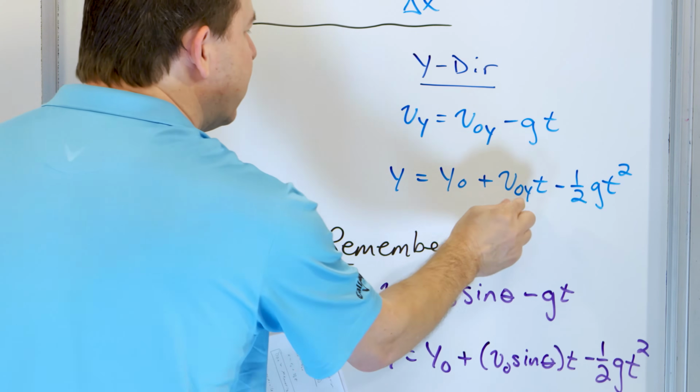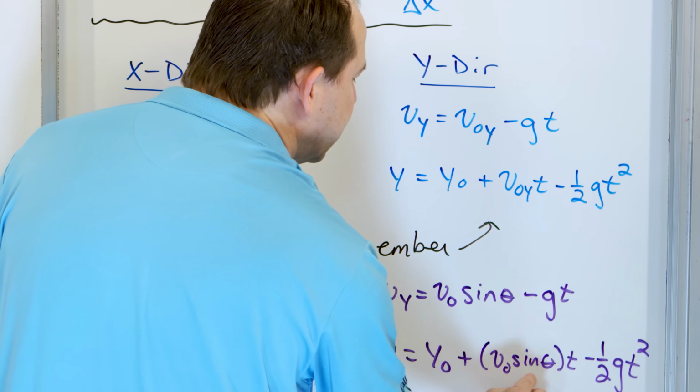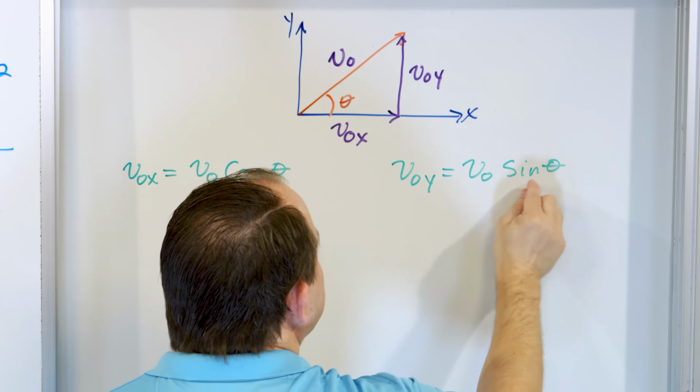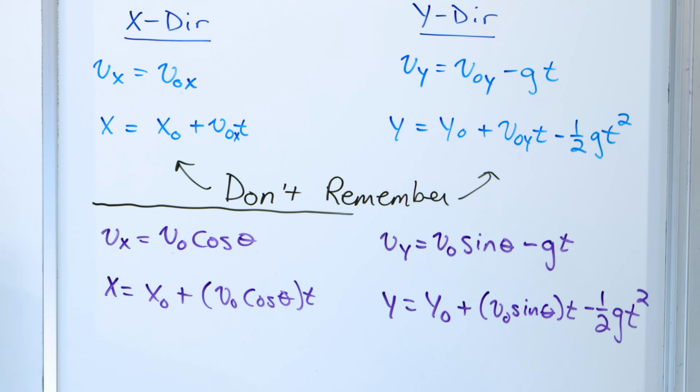All we did was look at this equation and substitute the initial velocity in the y direction with V naught sine theta. Why again? Because the vertical part of the velocity is V naught sine theta. All right, let me double check myself. Vx is V naught cosine theta, x is x naught plus V naught cosine theta times time. Vy is V naught sine theta minus gt, and y is y naught plus V naught sine theta t minus 1/2 gt squared.